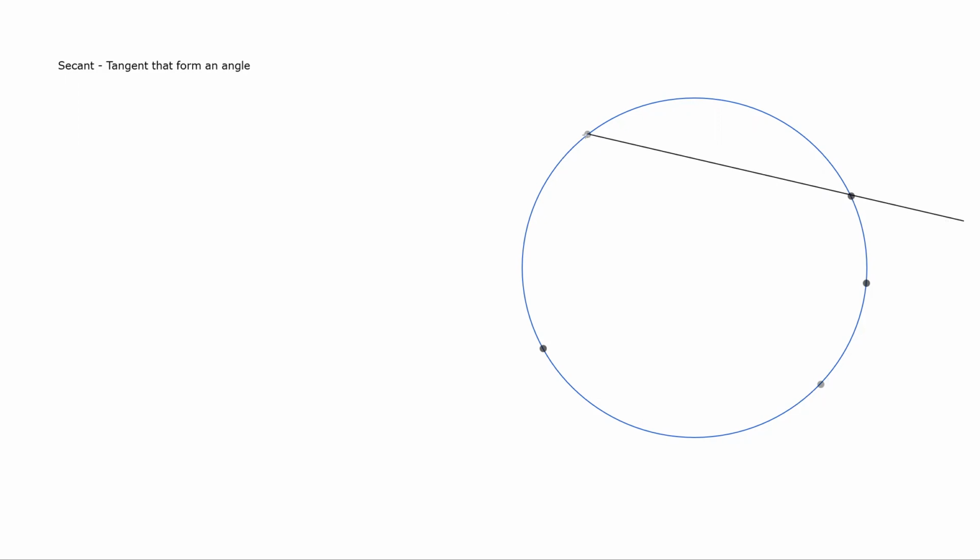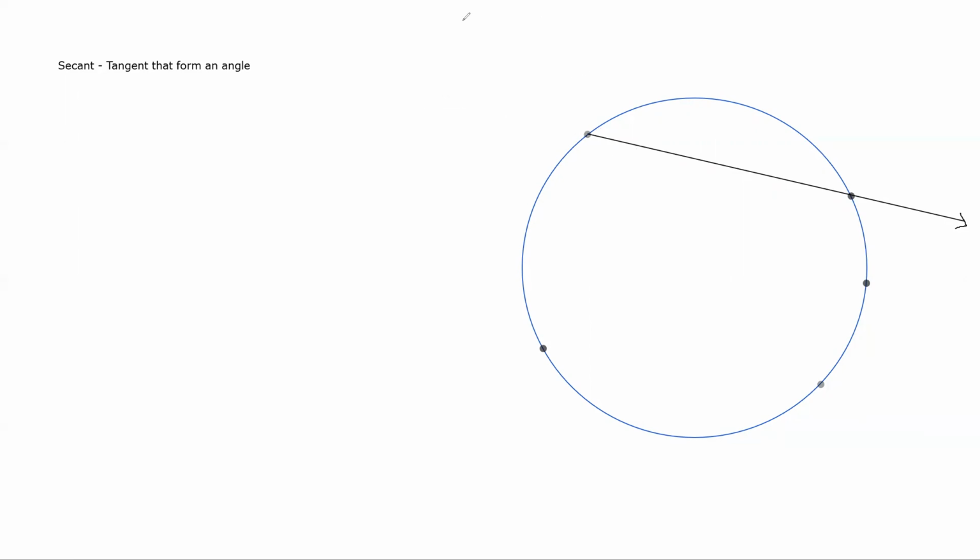So here's our secant. Remember, the secant crosses the circle at 2 points. It could be a line or a ray. It can't be a segment. This is a ray because it has one endpoint. It could also be a line. We could have had this secant. Either way, it's a line or a ray. For this example, we have a ray.